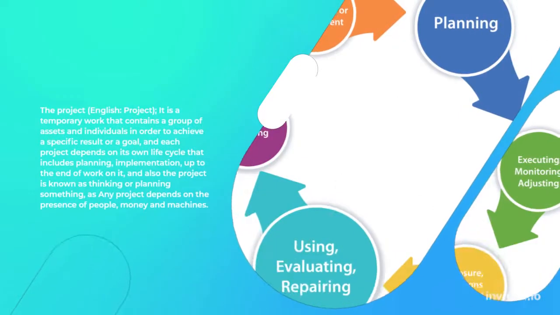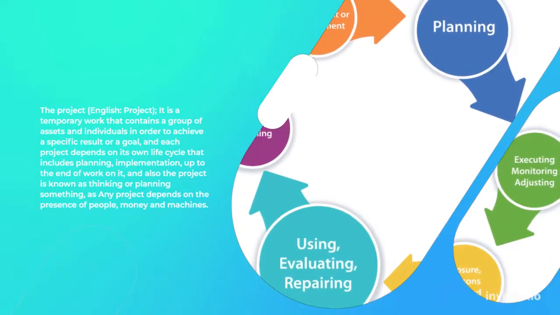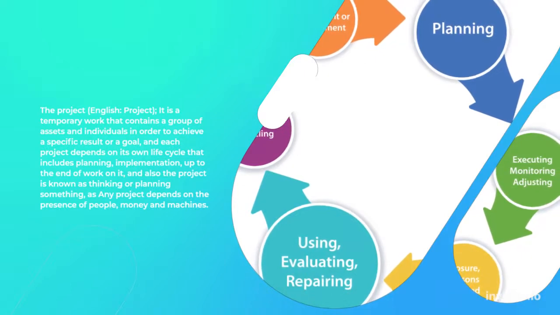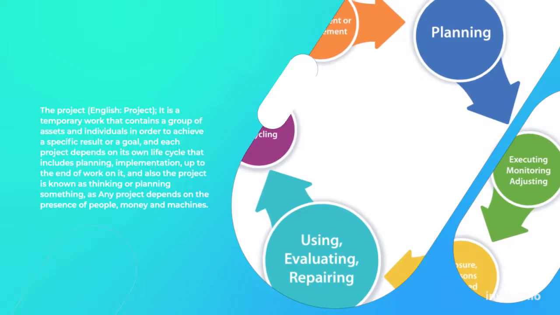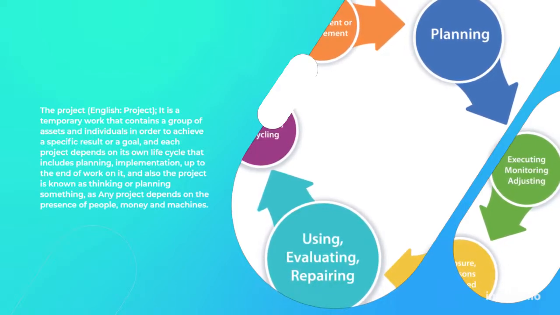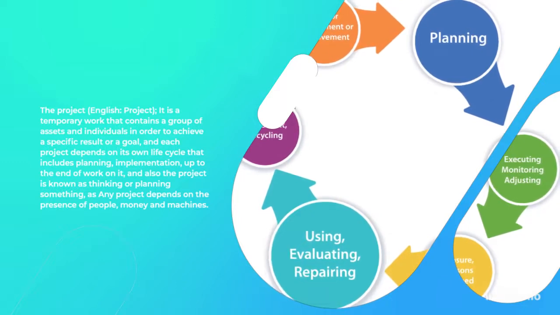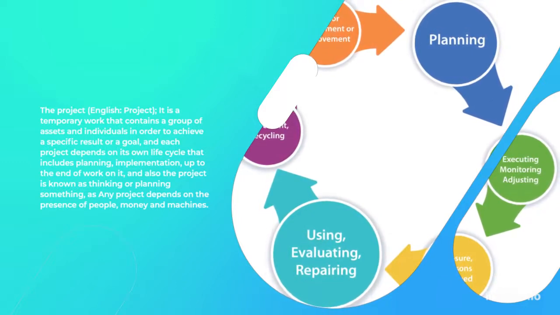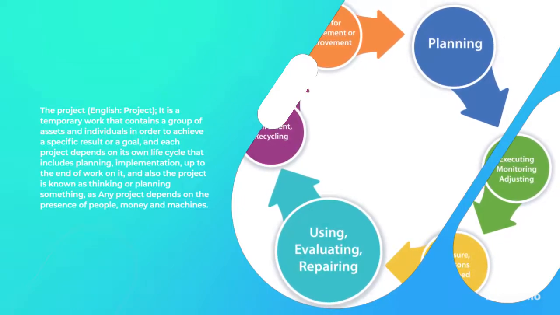The project, in English, "project", is a temporary work that contains a group of assets and individuals in order to achieve a specific result or goal, and each project depends on its own life cycle that includes planning, implementation, up to the end of work on it. The project is also known as thinking or planning something, as any project depends on the presence of people, money and machines.